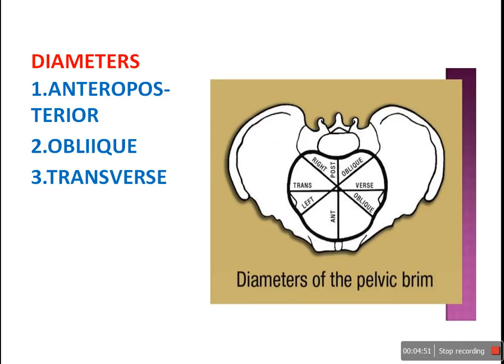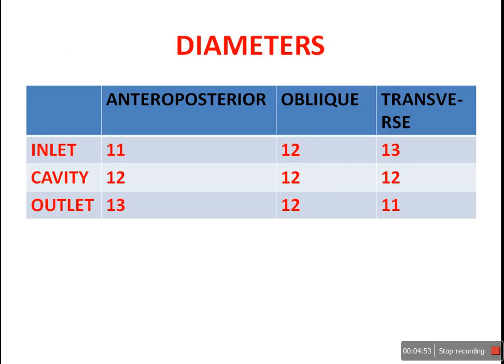We discussed the diameters, anterior posterior, oblique and transverse, in the inlet, cavity and outlet. It's very easy to remember. It is easy to remember this table if you write inlet, cavity, outlet and anterior posterior, oblique, transverse. See here 11, 12, 13. Here 12, 12, 12. Here the opposite: 13, 12 and 11.